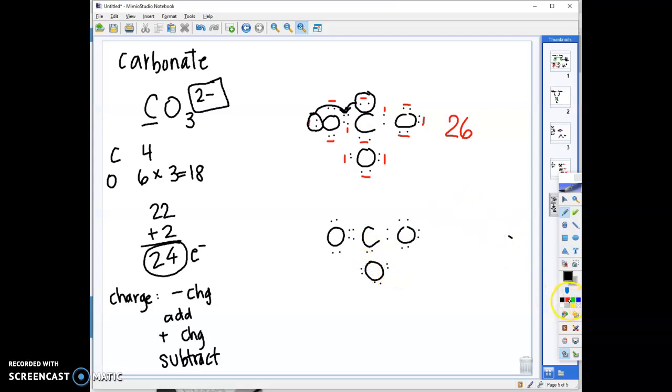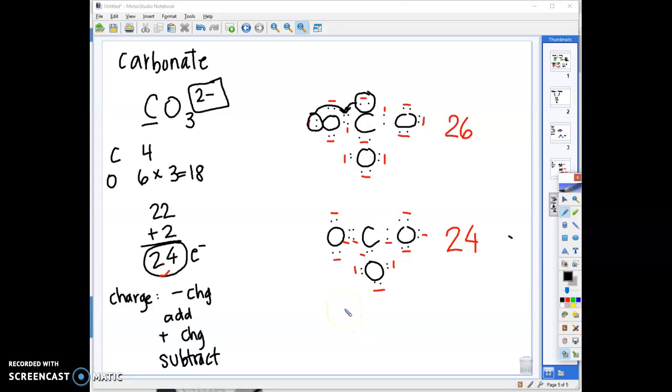Now I'm going to count again. 1, 2, 3, 4, 5, 6, 7, 8, 9, 10, 11, 12 pairs. So now I have 24, which is what I need to get to. So I'm good. I have the right number of electrons. So now I just kind of need to clean this up a little bit and actually put it in my correct shape.